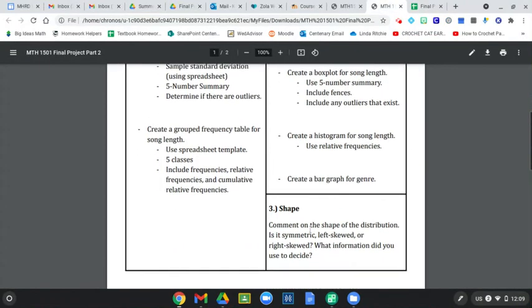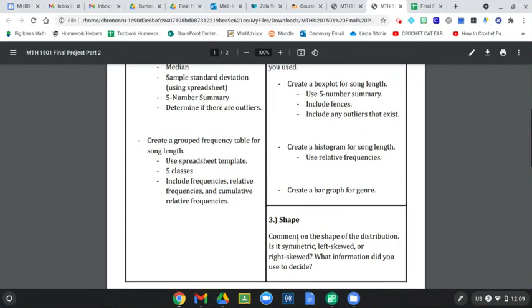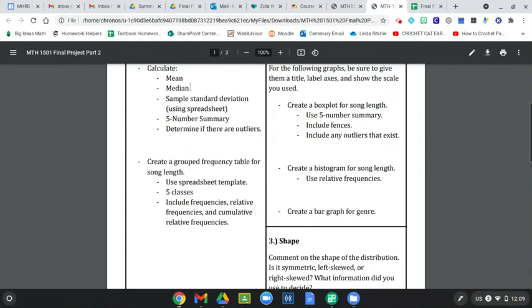And then last thing you're going to take note of, you can do this on your scrap piece of paper as well. You're going to comment if you think the shape is symmetric, left skewed, or right skewed. There's multiple ways to do it. You could use your comparison of mean and median. You could use your shape of the box plot or your shape of the histogram. Okay, so these are very visual, or you could compare numbers, mean and median.